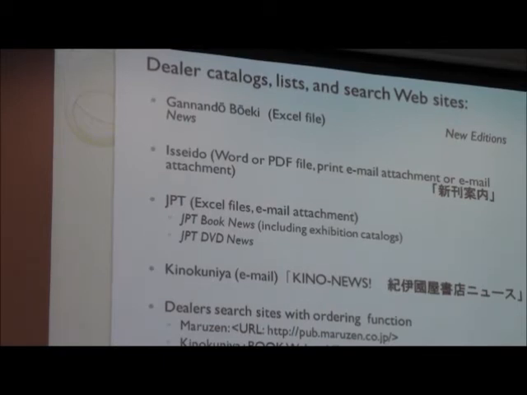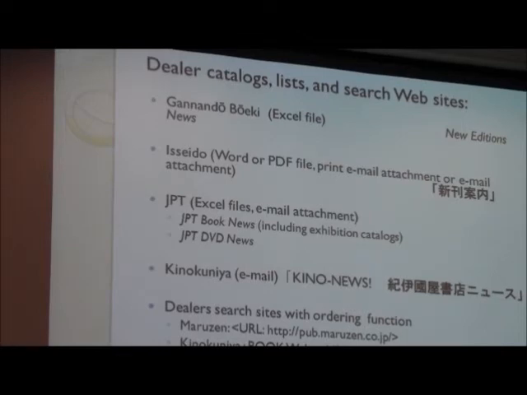Your dealers also send you catalogs, lists and things, and dealers also provide websites. And this is what I noticed. For example, Ganando Boeki uses an Excel file called New Edition News, and Isedo uses a Word or PDF file. Normally it's a PDF file, and a PDF file is difficult to copy and paste. So I asked for a Word version, and they sent me the Word version, just in case. Most of them came as email attachments.